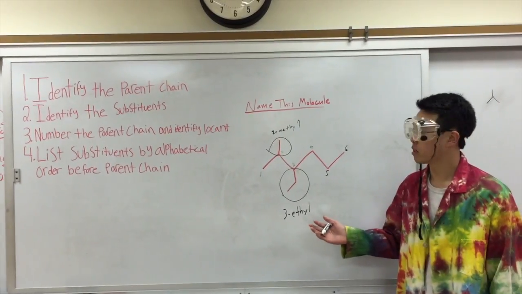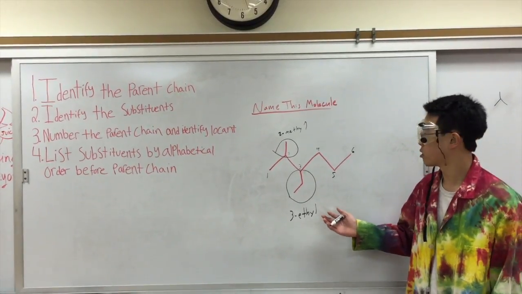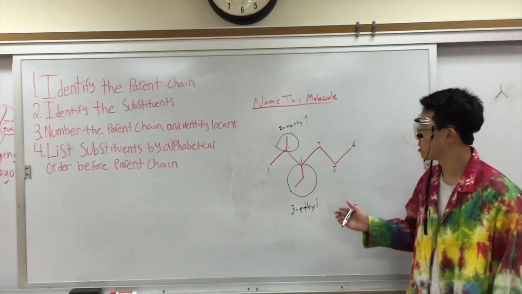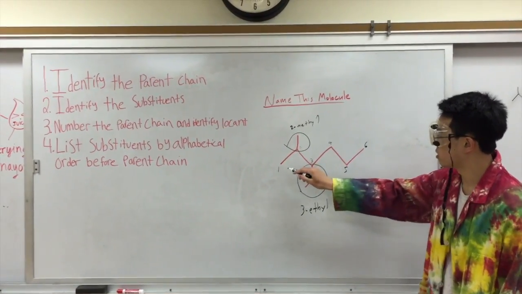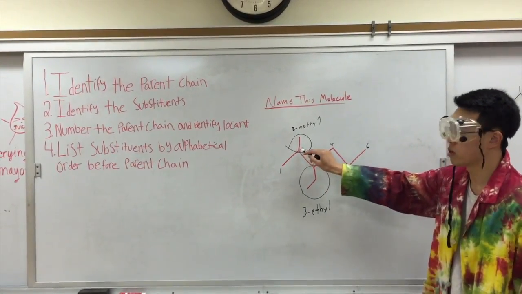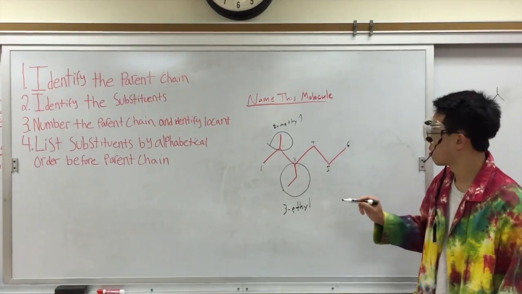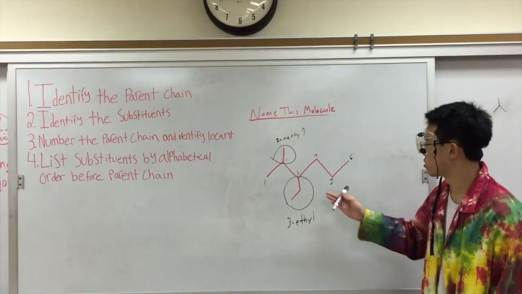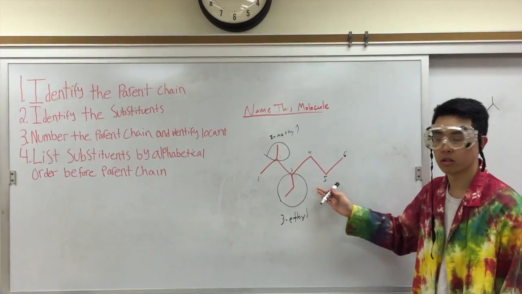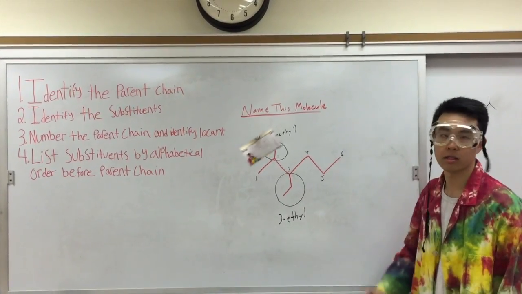So after you've identified the substituents, you want to make sure that the first substituent is on the lowest number possible. So we're going to start naming this way, 1, 2, so that the first substituent is on the second carbon. Rather than naming this way, then you have 1, 2, 3, 4. The first substituent is on the 4th carbon. So you want to name from left to right in this case.